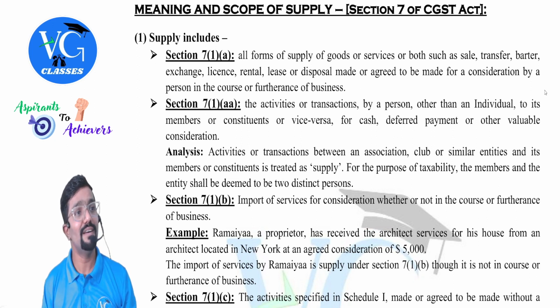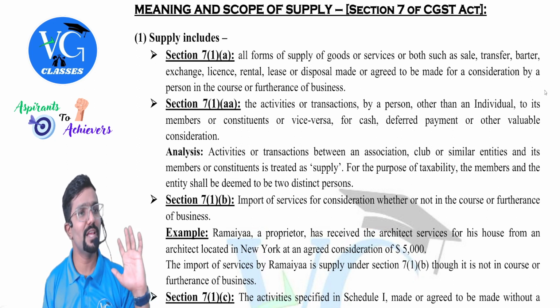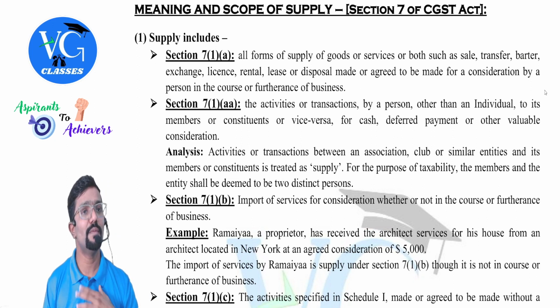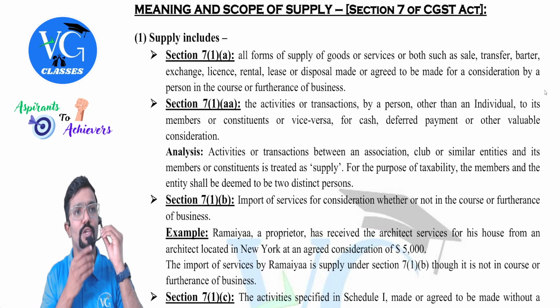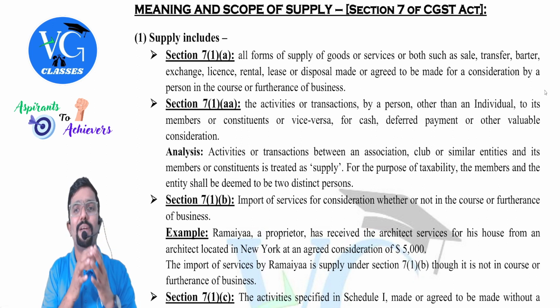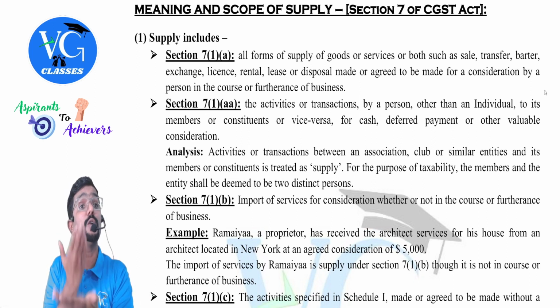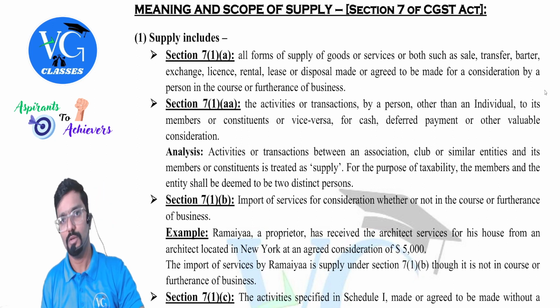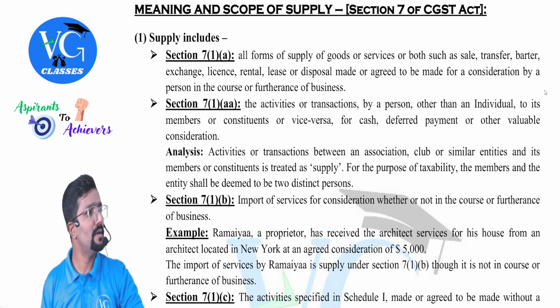Sir, is it a barter? Yes. Both of us are liable to pay GST. Why? Because I also provided something to you, you also provided something to me. But in this case, we need to decide on what value GST will be levied, where valuation rules play a major role.